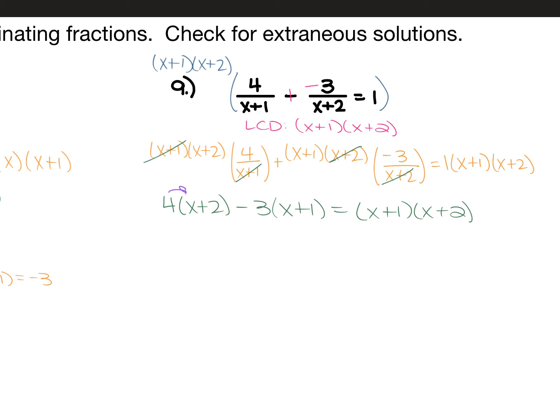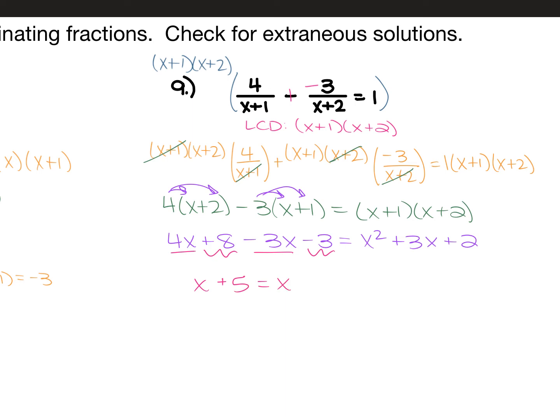I'm distributing the 4 and the negative 3. So it's going to give us 4x plus 8 minus 3x minus 3 is equal to that x plus 1 times x plus 2 FOILed out, which is x squared plus 3x plus 2. I'm going to combine my like terms on the left. The 4x minus 3x is x. The 8 minus 3 is 5. And this is equal to x squared plus 3x plus 2.